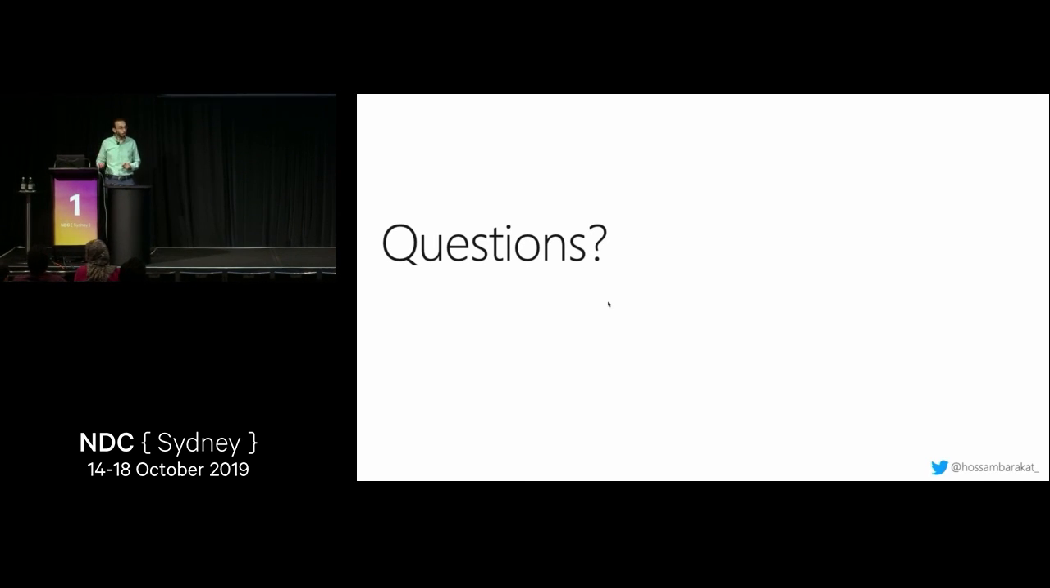Istio itself has a Helm chart. So you can use the Istio Helm chart to deploy it on top of Kubernetes in any environment, regardless of whether it's Azure or AWS or GCP. Any other questions?